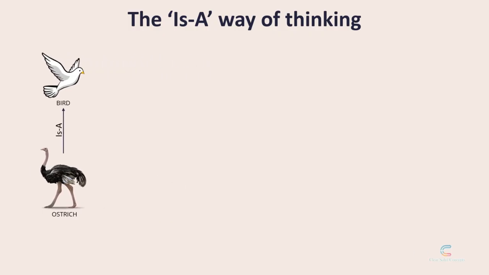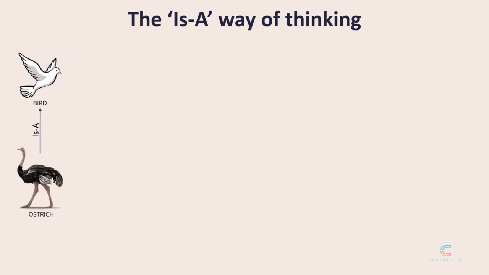So ostrich is a bird, and by all means of real-world classification, an ostrich is a bird. As per the biological classification too, ostrich is a bird. But here's an interesting fact. An ostrich cannot fly.